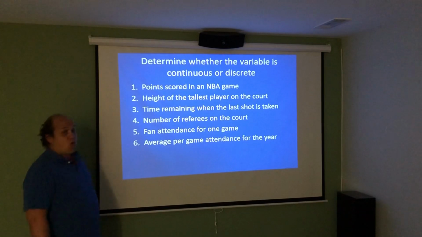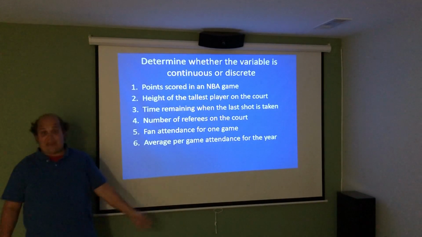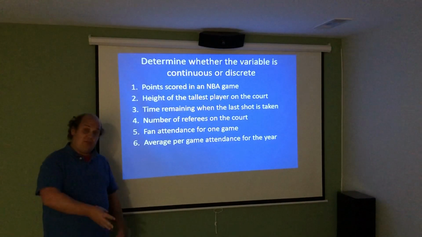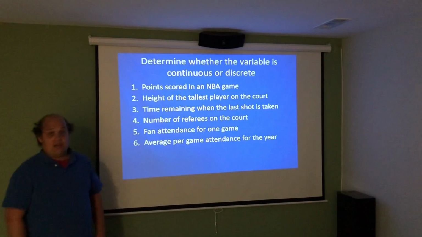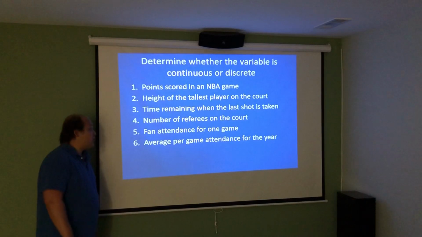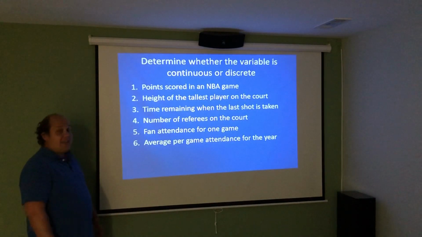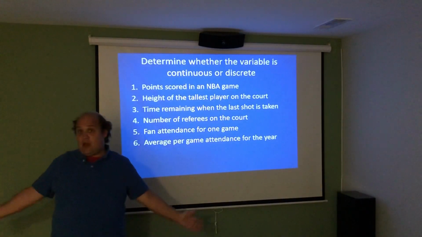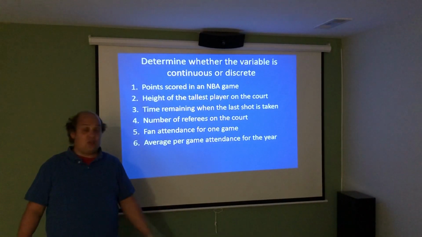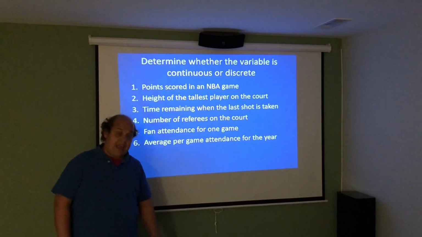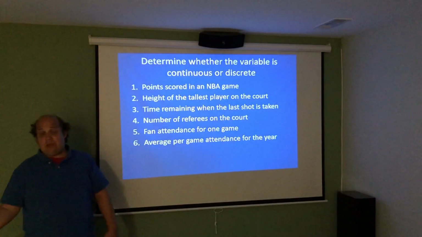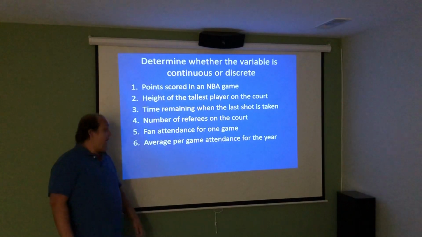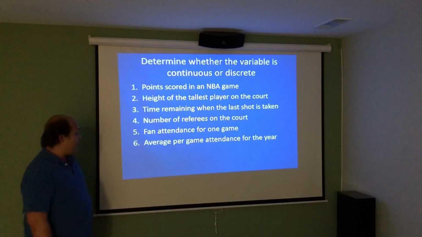Number of referees on the court. I could have 3 referees, I could have 5, but there's no way to have 3.5 referees. Either the referee is on the court or the referee is not on the court. So the number of referees on the court is a discrete variable. Fan attendance for one game. If I'm going to a Manor basketball game, there could be 100 people in the stands, there could be 101, there can't be 100.5. Either somebody came to the game or they did not come to the game. I can't have a part of a fan of the game. That's why that would be a discrete random variable.